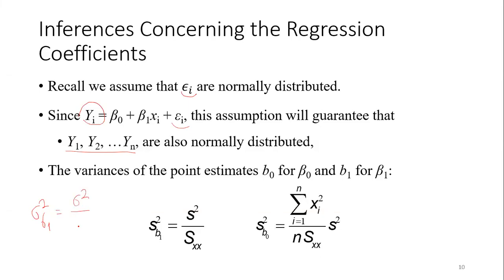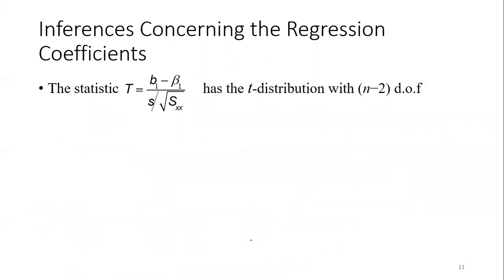So it was equal to sigma square divided by Sxx. We don't know sigma square, hence we cannot make any inference about B1, but instead of sigma square, we can just use an estimate of sigma square, which was SSE divided by n minus 2. Using this, we can write S of B1 squared, that's equal to S squared divided by Sxx, and this is S of B0 squared. So using this, we can make inferences on beta 0 and beta 1.